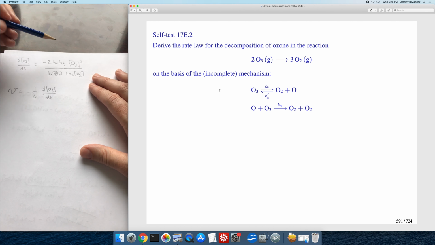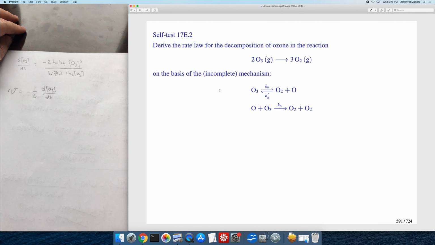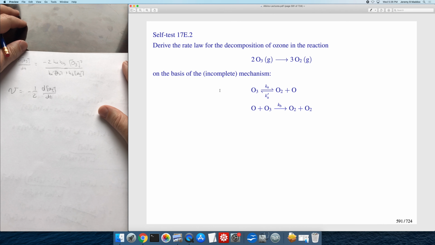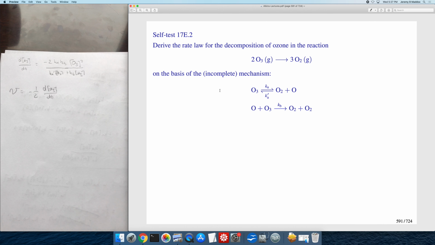You see that it's complicated. It doesn't simplify to a nice 0th order, 1st order, or 2nd order kinetics. And that's very often the case. If you have a complicated mechanism, you have a complicated rate law, and that's just all there is to it. So that's what we get here.